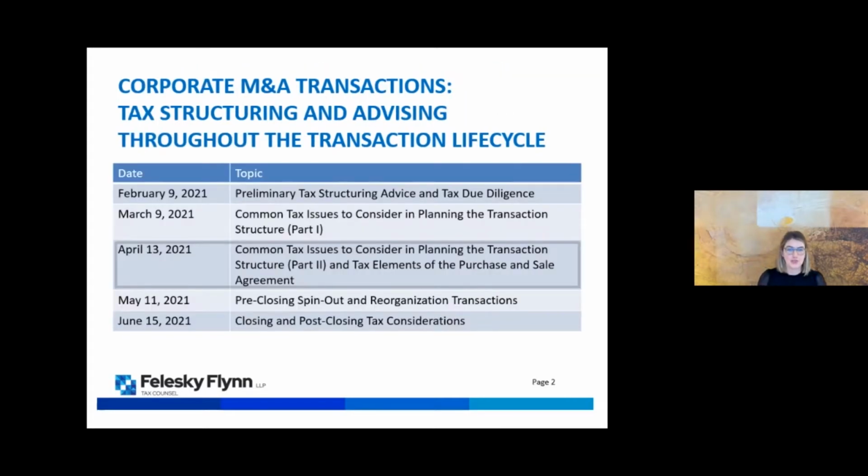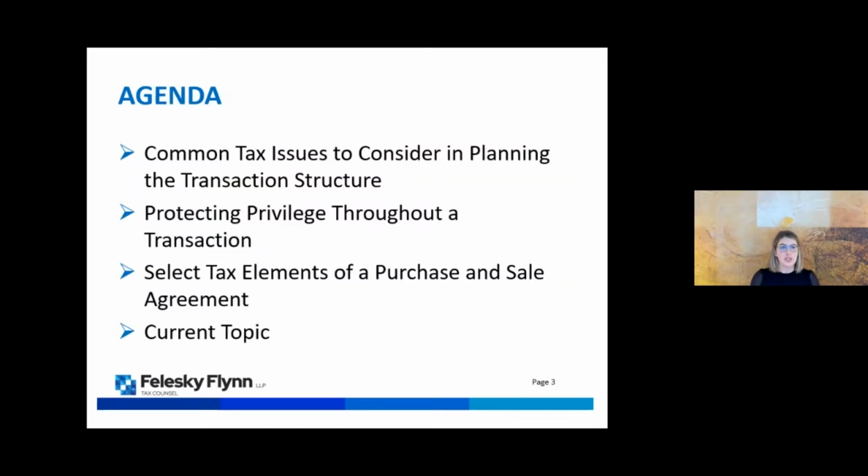So thank you for joining us for our third session on corporate M&A transactions, our focus on the role of the tax group in the life cycle of the transaction. Today we will be talking about common issues to consider in structuring a transaction. I'm just going to start off where Anthony and Sarah left off last week. Then I will hand you off to Matt, who will deal with protecting privilege throughout a transaction, and then he'll touch on some select tax elements of a purchase and sale agreement. And then we'll get into a brief current topic with Chris, who will give an update on transfer pricing.